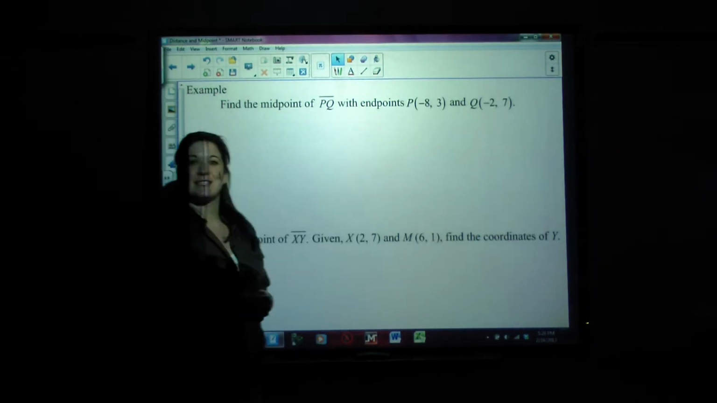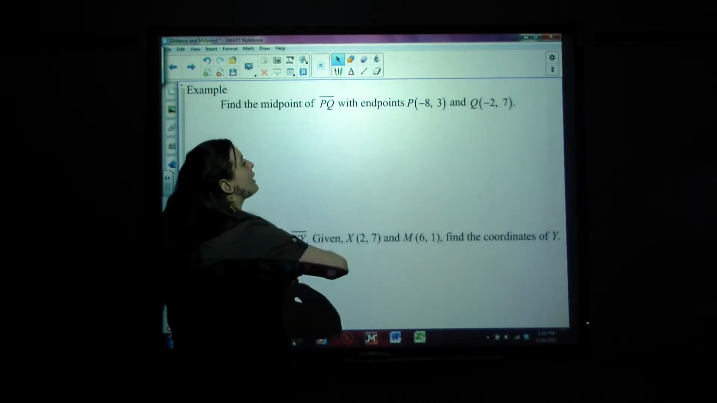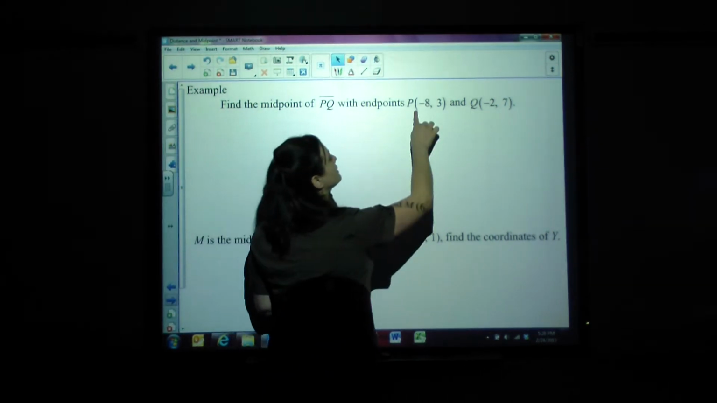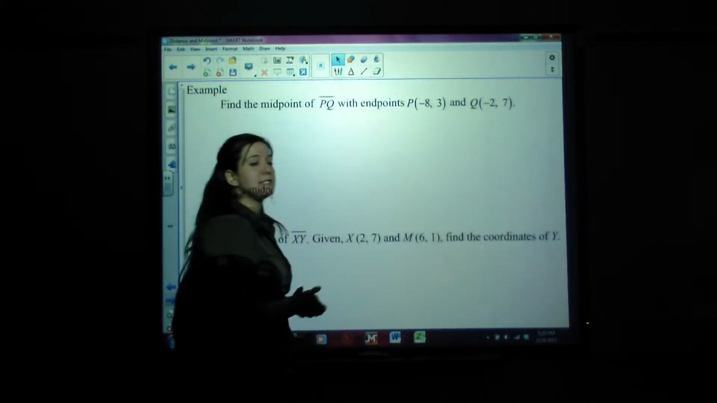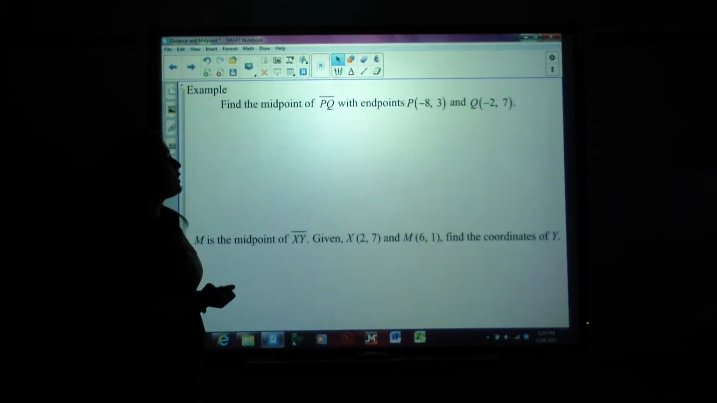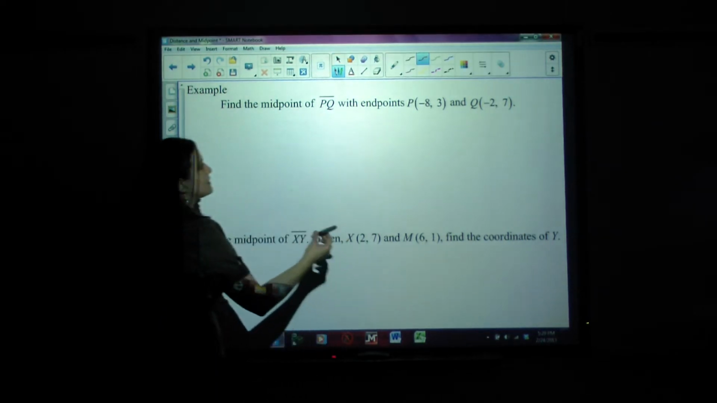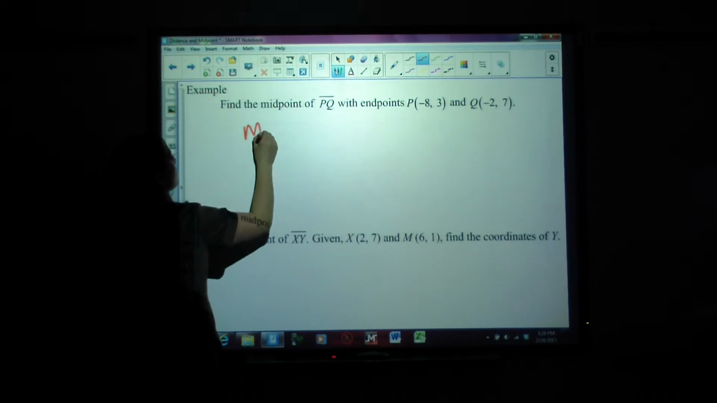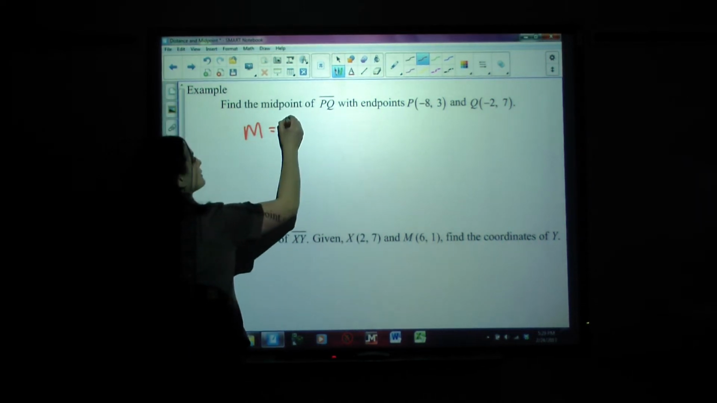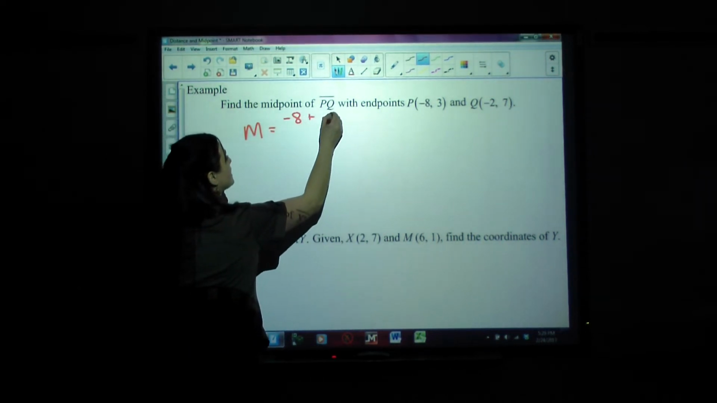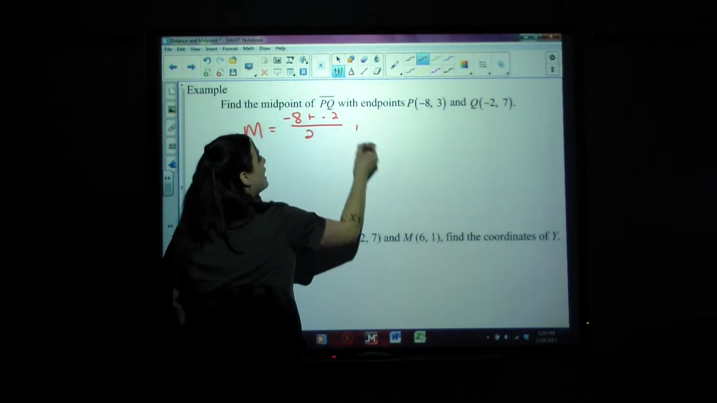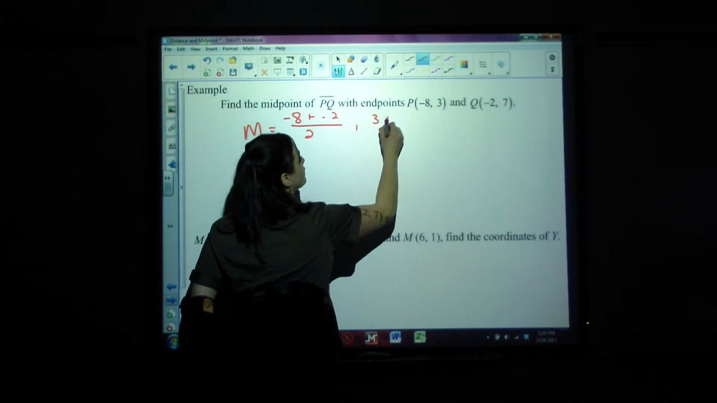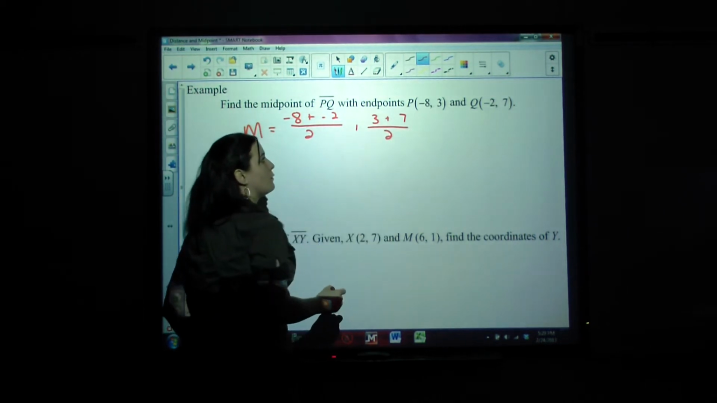So let's give it a try. If we have some segment whose endpoints are at P, which is at negative 8, 3, and Q, which is at negative 2, 7, if we're asked to find its midpoint, well, we need to find the average of the x's and the average of the y's. Midpoint is found by adding the x's, which would be negative 8 and negative 2, and dividing by 2. We're going to find that average. Then the average of the y's, which would be 3 and 7, and divide by 2.